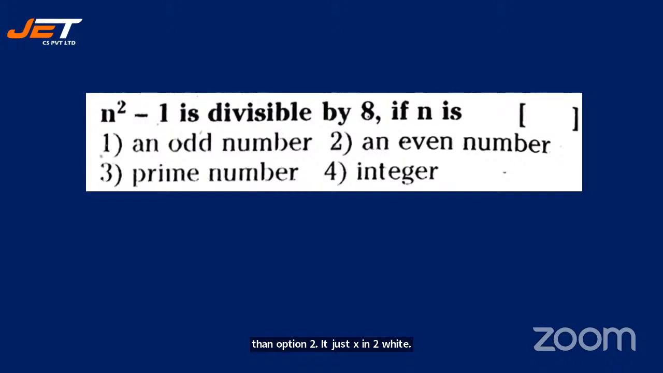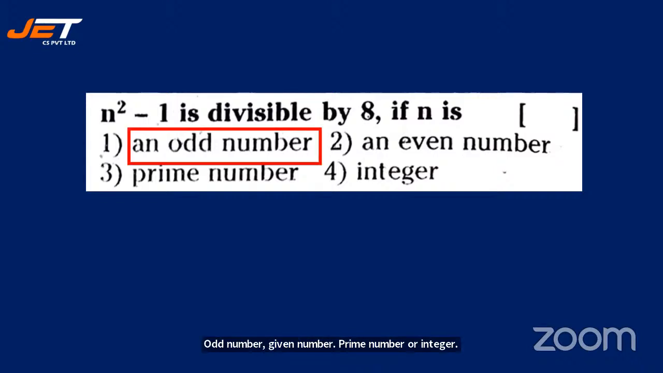Yes, probably with this, we'll try to finish off the class. The next question is n square minus 1 is divisible by 8 if n is dash. Odd number, even number, prime number, or integer. All right. Yes, it is an odd number. Fine. Yes, because only when there is an odd number, if we deduct 1 from that, it becomes an even number and it would be divisible by 8 as well.